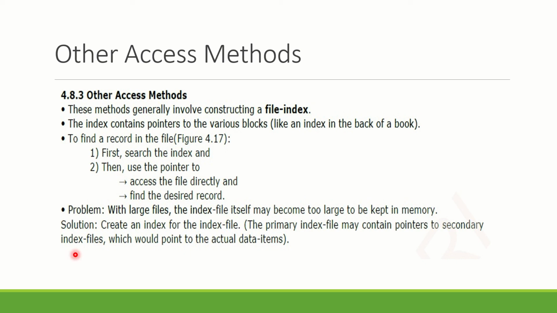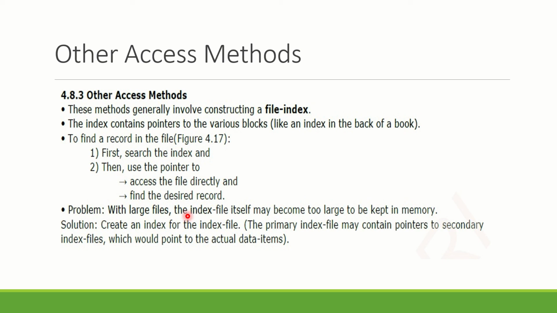In that case, the solution is to maintain two indexes. The first is the primary index. From the primary index, we get a pointer to another set of index called the secondary index. And from the secondary index, again you get a pointer to the original record. That is the solution for large files.